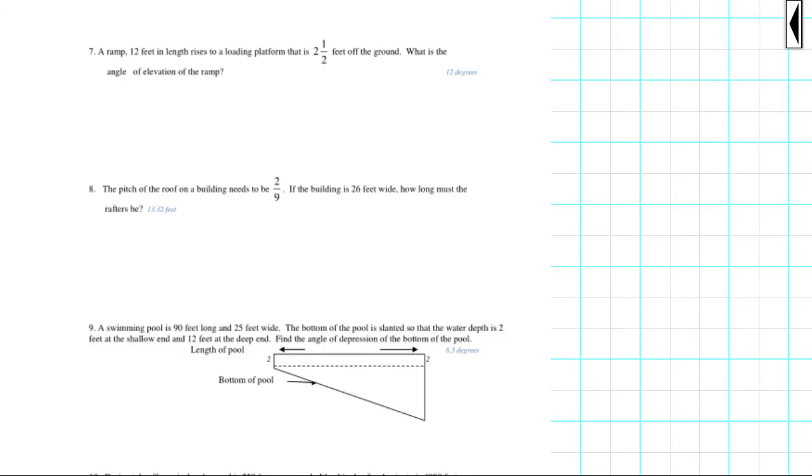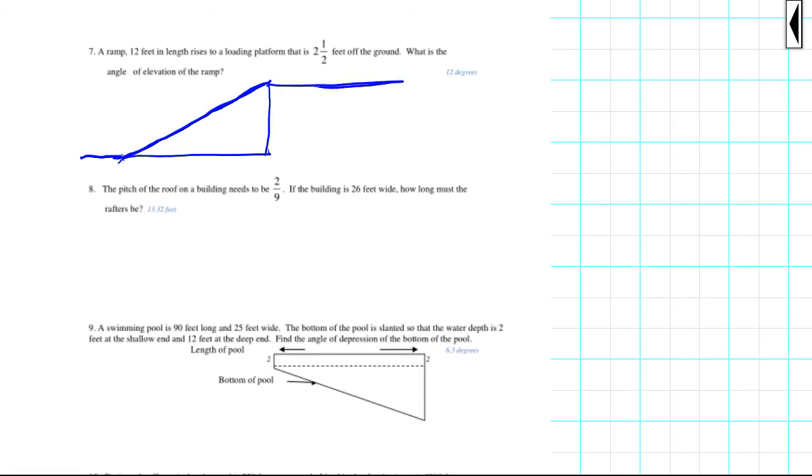Let's take a look at problem 7. Again, let's just start with the right triangle. We've got a ramp that's 12 feet in length. So you want to look at it like this. If you want to load something onto the ramp, here's the ground. And then something has to go up the ramp. And here's the platform up here.